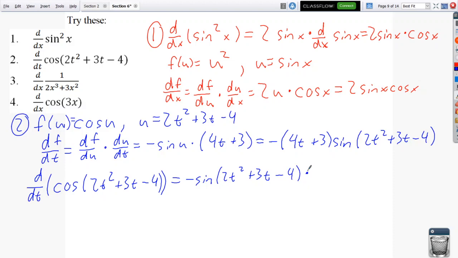Times the derivative of that something. So now I'm keeping in mind, again, I'm using variables like in computer programming. The variable something stands for 2t squared plus 3t minus 4. So the derivative of something is going to be 4t plus 3. You can see it's pretty much the same answer as before. It's just the arrangement of it. This arrangement is not pleasing to my eyes. I would call it negative (4t plus 3) sine of 2t squared plus 3t minus 4. And then I would be done with that.